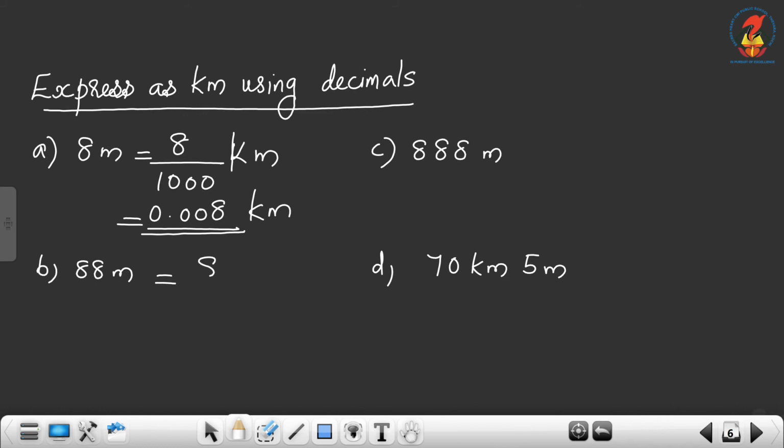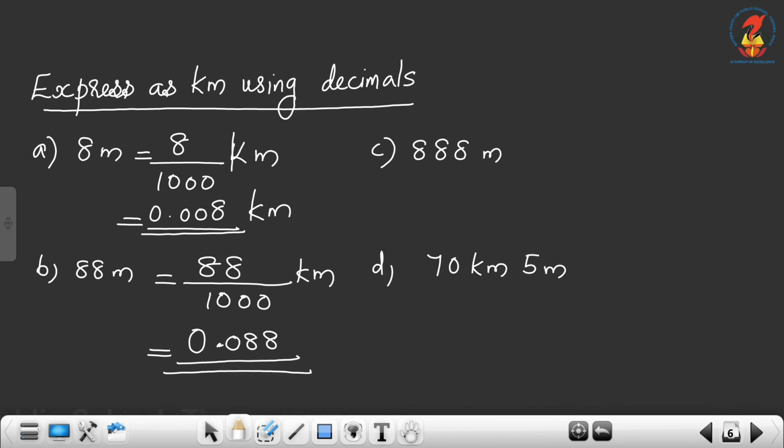Then 88 meters, 88 by 1000. We have to move 3 digits to the right. So we have 8, 8 is also there. Then we need 1 more digit, so we will put a 0. Then after that we will put the decimal point. So the answer is 0.088 kilometer.